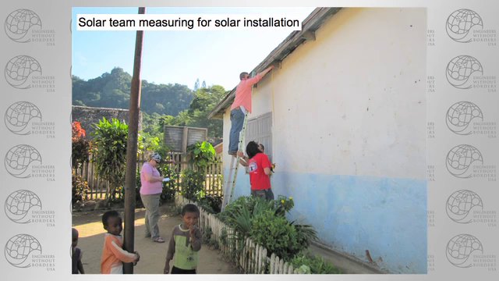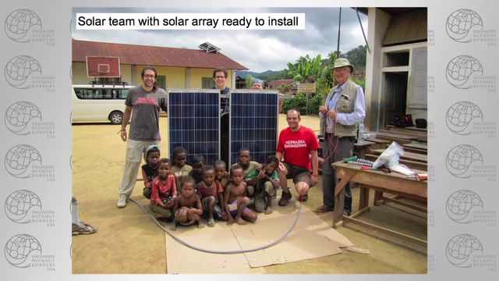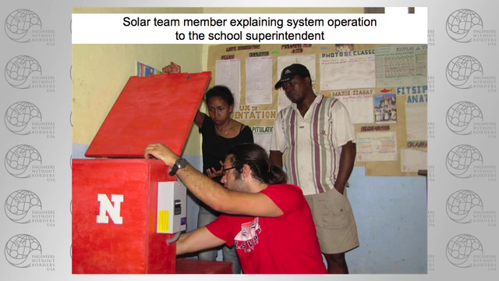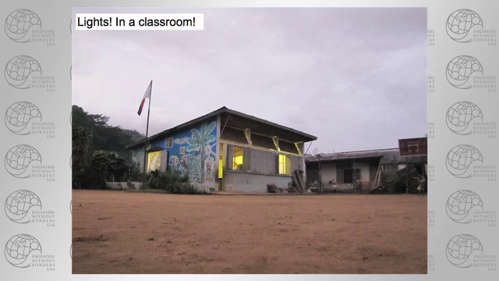So here we are measuring on our first technical assessment trip, measuring for actual solar installation. We've got the panels ready and getting ready to put them up as an assembly on the roof. Then we're going through and doing training with the head of the school, a teacher, and our translator, although the teacher you can't see there out of the picture. Then finally we have lights in the school. It's my favorite picture.